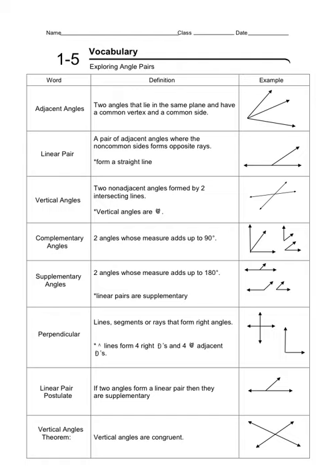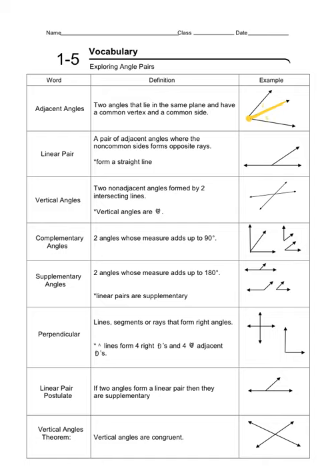If we look at the first word, adjacent angles. These are two angles that lie in the same plane and have a common vertex and a common side. I always think of these as neighbors. They share this point and they share this side. It's kind of like two neighbors sharing a fence. This would be neighbor 1 and this would be neighbor 2, and they're adjacent angles.